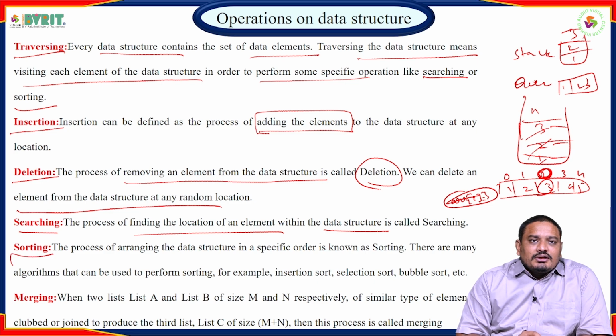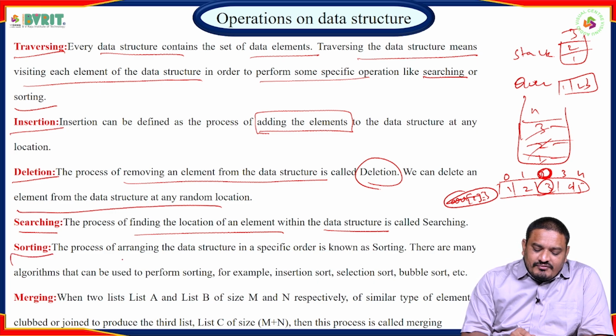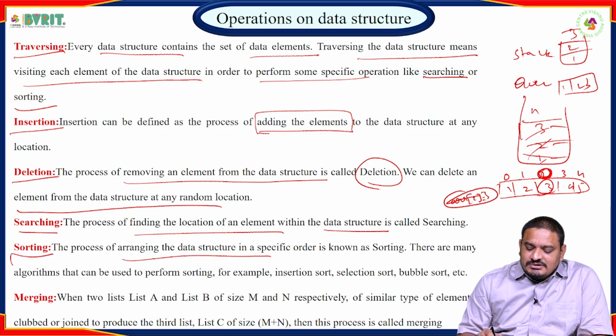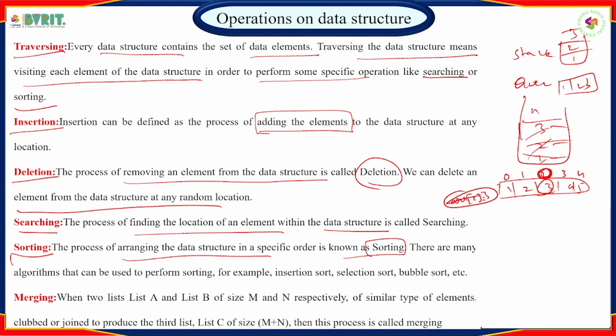Now, sorting. The process of arranging the data structure in a specific order is called sorting. Many algorithms are used for sorting, for suppose insertion sort, selection sort and bubble sort. These are the different sorting techniques under the sorting operation in data structures.